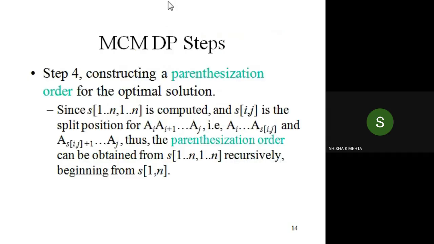Then for the parenthesization, as I said, since 1 to n is computed, Sij is the split position. So from this particular matrix, what is the split position? We are going to use the value of k, and whatever value of k we choose corresponding to the minimum cost is going to help us decide at what point we are going to split the matrices. So we start from 1 to n.